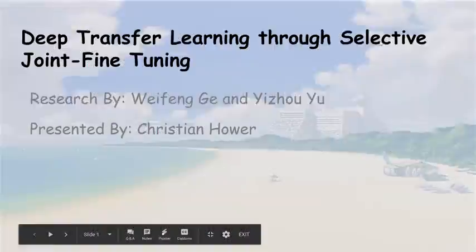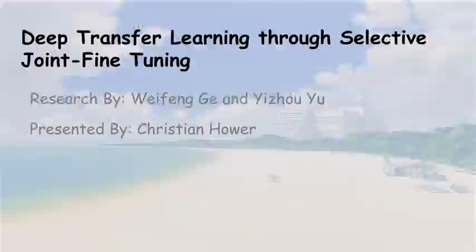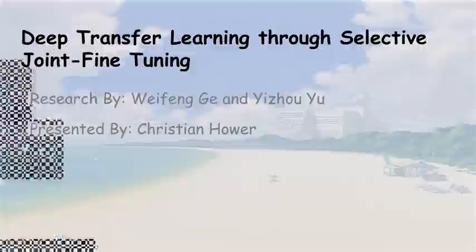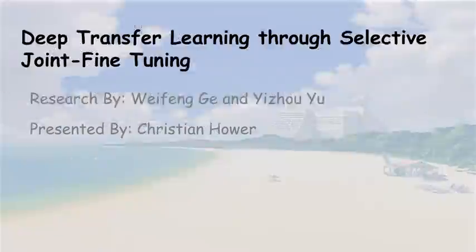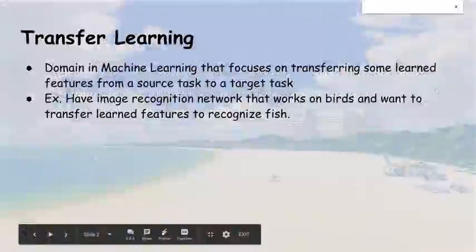Hello, the research I'm presenting is titled Deep Transfer Learning Through Selective Joint Fine-Tuning. It's a stack of several different machine learning methods, and so what I'd like to do is build up a high-level understanding of what's going on in this research, one chunk at a time. So talk about transfer learning, fine-tuning, what joint fine-tuning is, and finally build this all into something that maybe makes sense. So the first thing I want to talk about is what transfer learning is.